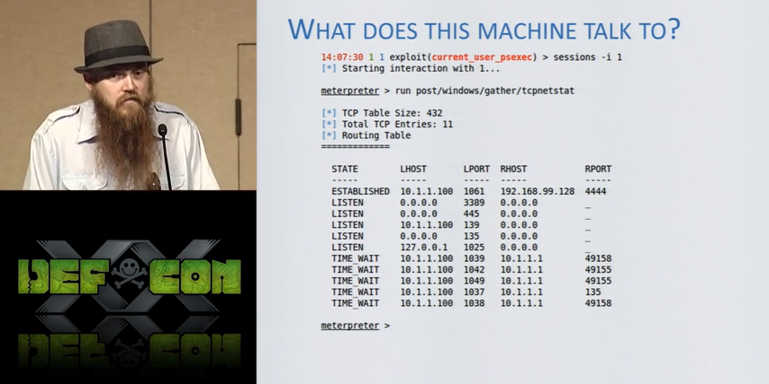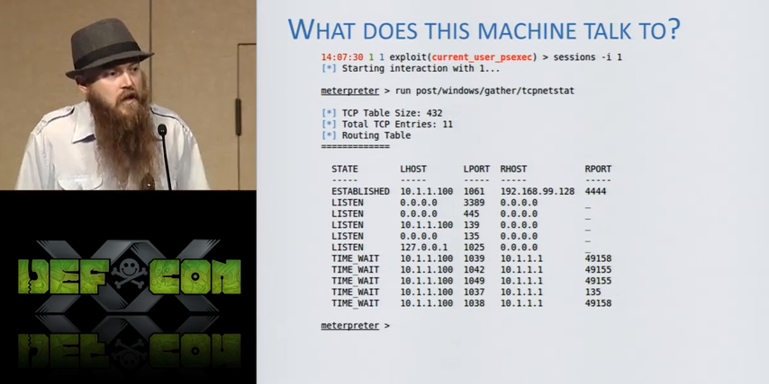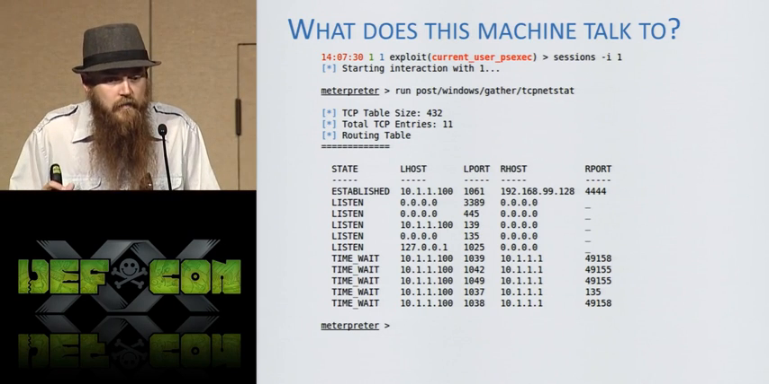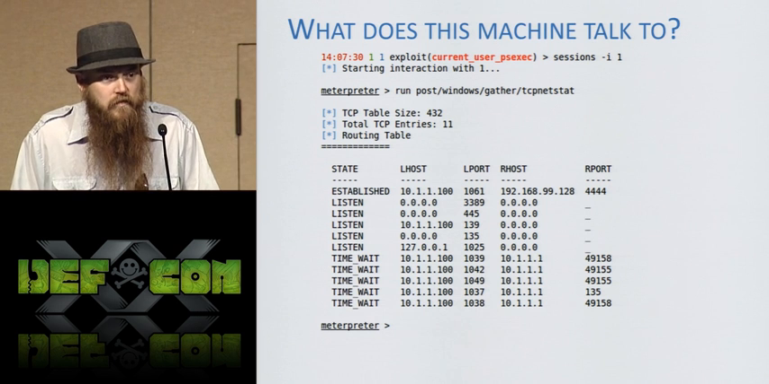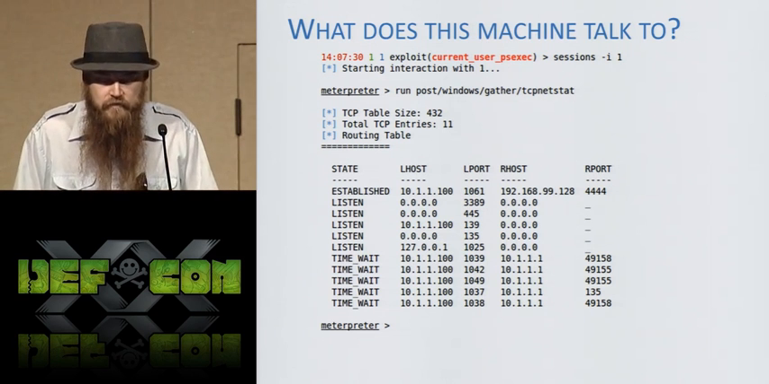This uses Railgun, which if you're interested in Railgun and the Windows API, I highly recommend you stick around for Dave's talk after this one. He's going to talk about owning all the things through Railgun, which is a Windows API bridge for Metasploit.